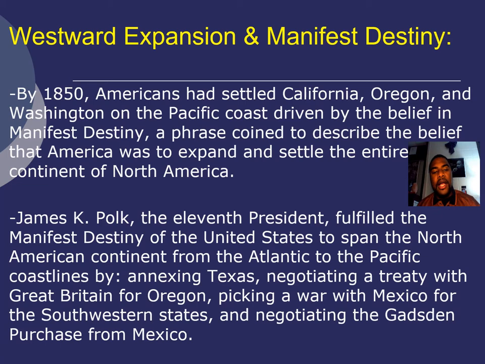James K. Polk, the 11th president, fulfilled the manifest destiny of the United States to span the North American continent from Atlantic to the Pacific coastlines by annexing Texas, negotiating a treaty with Great Britain for Oregon, picking a war with Mexico for the southwestern states, and negotiating the Gadsden Purchase from Mexico.